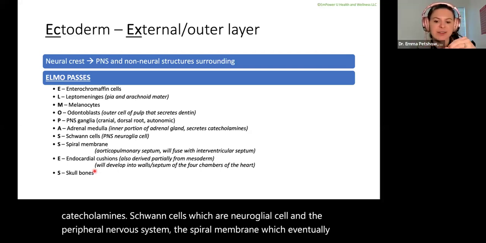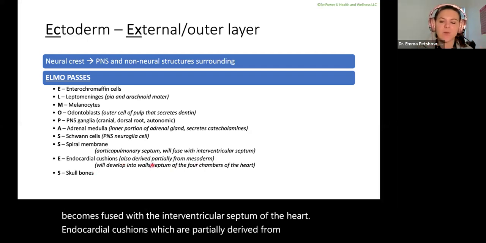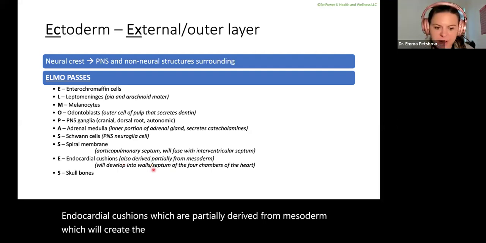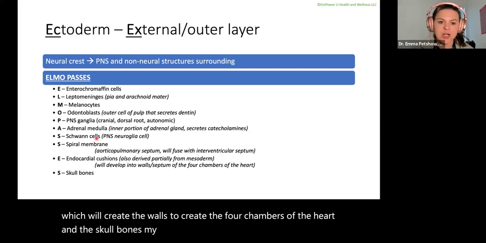the spiral membrane, which eventually becomes fused with the interventricular septum of the heart, endocardial cushions, which are partially derived from mesoderm, which will create the walls to create the 4 chambers of the heart, and the skull bones. My goodness, lots of different structures.